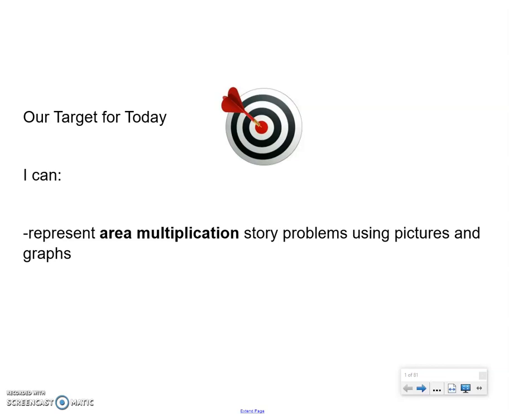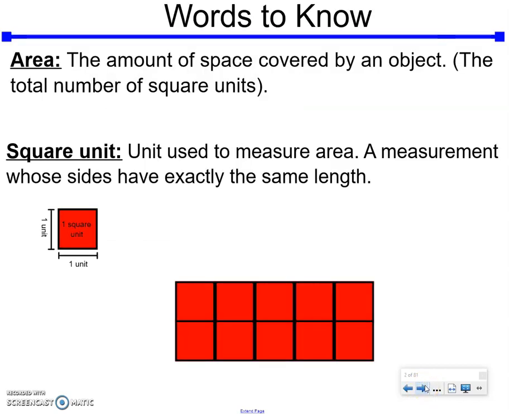Good morning, third grade. Our target for today is I can represent area story problems using pictures and graphs. We know that area is the amount of space covered by an object, the total number of square units. We also know that a square unit is the unit that is used to measure area. It's a measurement whose sides have exactly the same length.